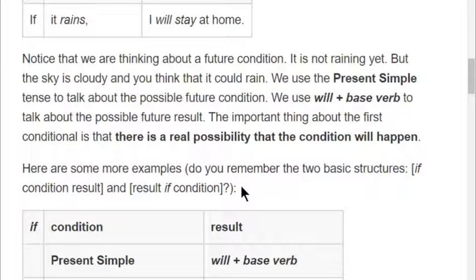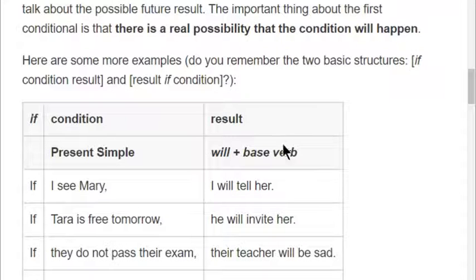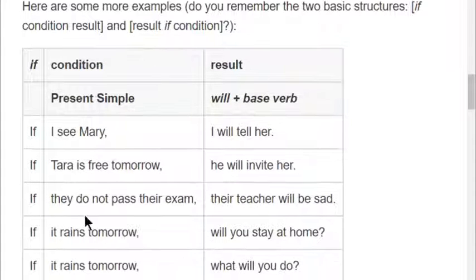Here are some more examples. Do you remember the two basic structures? If, condition, and result, or result, if, condition. So let's see. The condition and then the result is the first one. If I see Mary, I will tell her. If Tara is free tomorrow, he will invite her. If they do not pass their exam, their teacher will be sad.